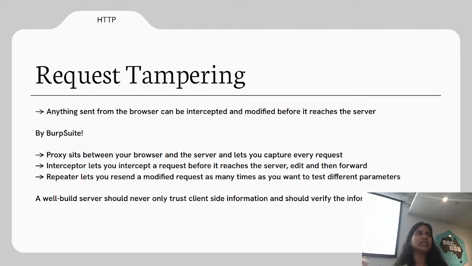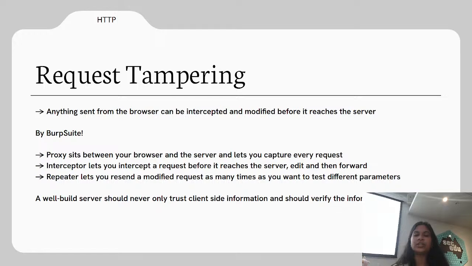Request tampering is another step in web security. Anything that you send through your browser can actually be intercepted and modified before it reaches the server. Like I mentioned before, the main tool that you use is Burp Suite. The three main points I wanted to make: the proxy is what sits between your browser and the server, and it lets you capture every single request. If you have a look on Burp Suite, when you send through requests and you go back to HTTP history, you can have a look at what requests you've sent through and what responses you've received.